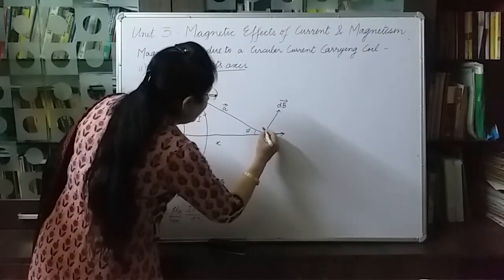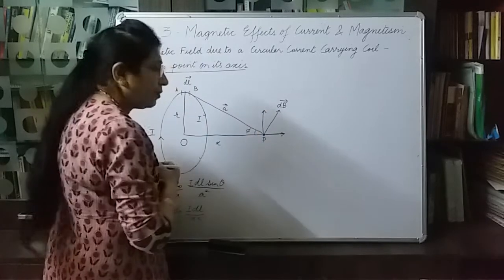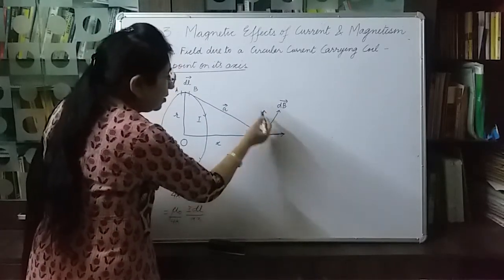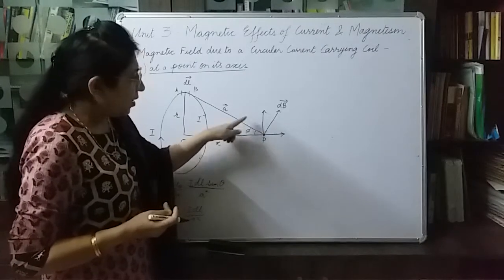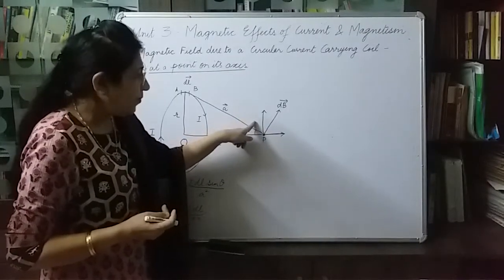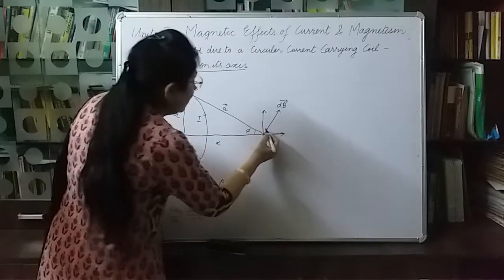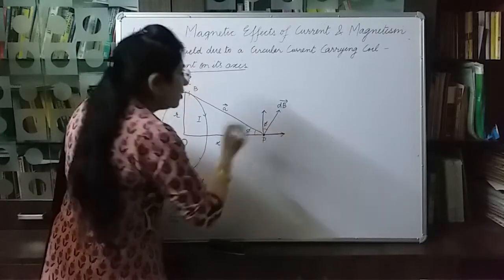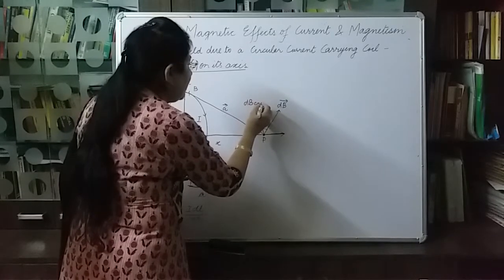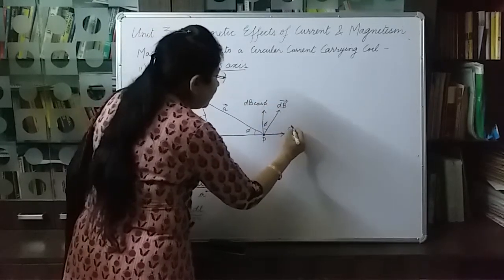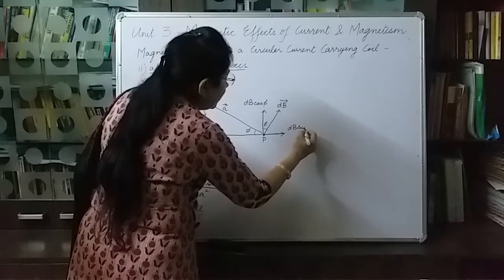Here, one component and the other component. Here this angle is phi, this will be 90 minus phi, and therefore this angle will become phi. So this means this component will be dB cos phi and this component will be dB sin phi.